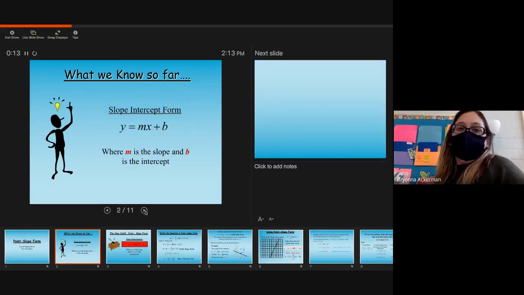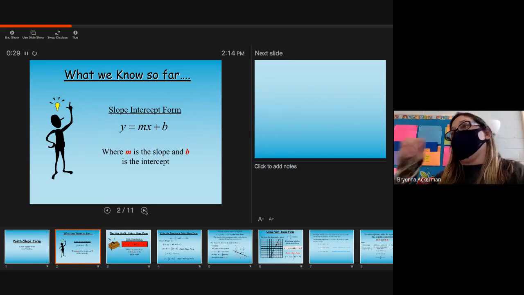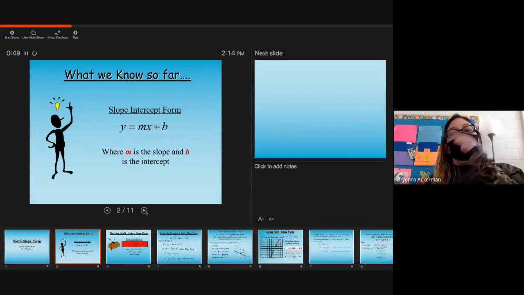Okay, so what we know so far, we know slope-intercept form, and that's y equals mx plus b, where m is the slope and b is the y-intercept. So if you were to put 0 in for x, that would be the y-intercept, right? So it'd be 0, comma, and then whatever b is, okay? If you needed to find the x-intercept, you would put 0 in for y. So then it'd be whatever the x-intercept is, comma, 0, right? So it's kind of backwards. So we already know that.